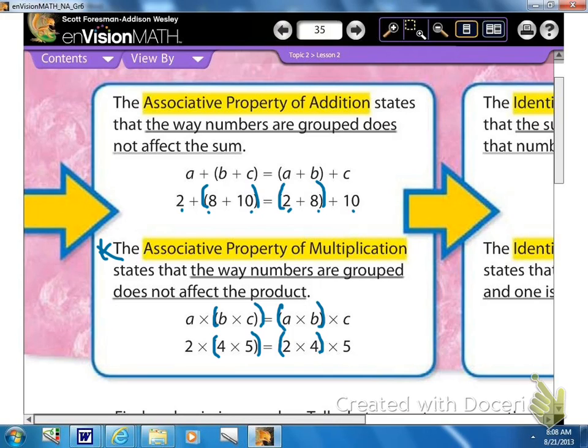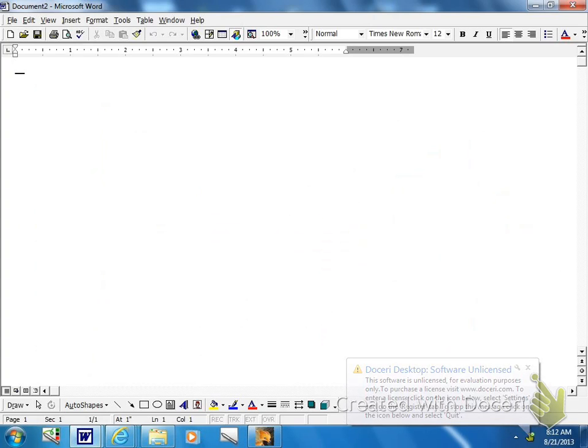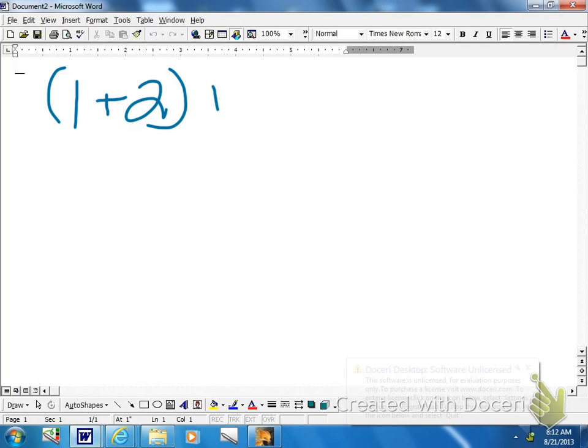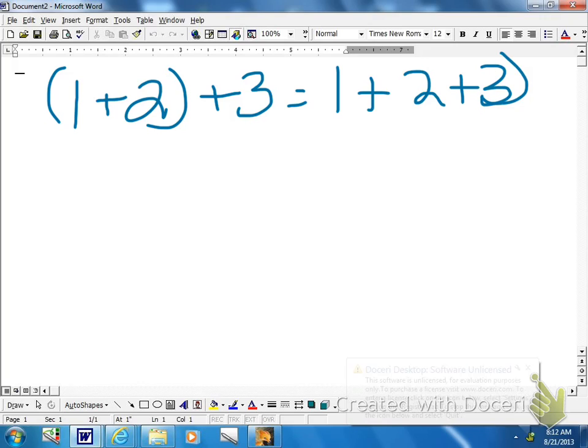Well, if we solve the problem on the left, we have 4 times 5, which is 20, and then we're going to multiply that times 2. Well, we have 40. On the right, 2 times 4 is 8, and 8 times 5, well, yes, it's 40, so it does work. Okay, let's look at a couple more examples. If I say 1 plus 2 plus 3 equals 1 plus 2 plus 3, well, I get the same answer.